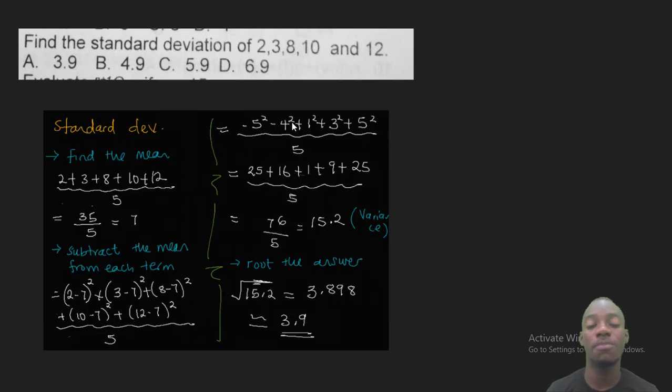Then minus 4 squared is plus 16. Then 1 squared is 1, 3 squared is 9, 5 squared is 25, over 5, right? That will give me, if you add all together, you'll get 76 over 5, which is 15.2. That's my variance.